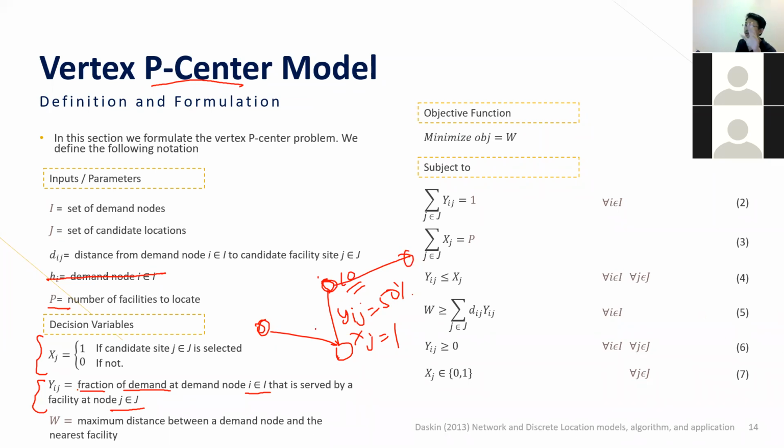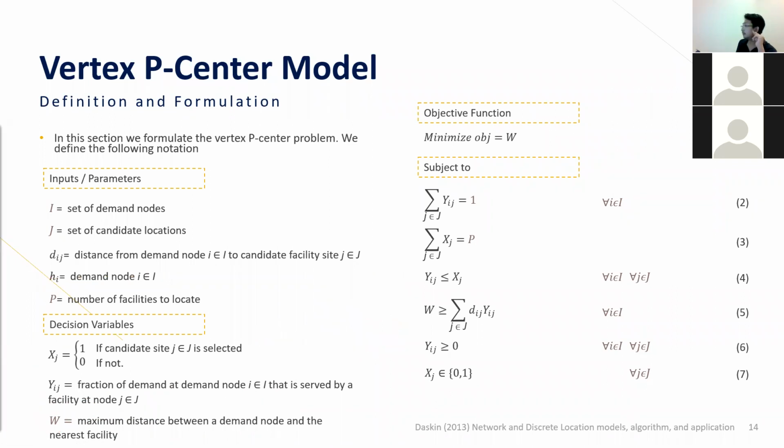But those are only additional decision variables to help you calculate later something that we call W, in which W represents the maximum distance between a demand node and the nearest facility to that demand node. And the objective function is to minimize this W value.